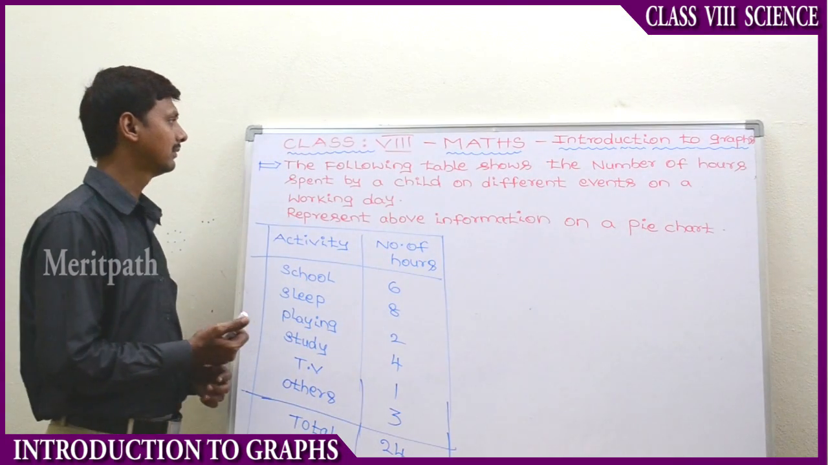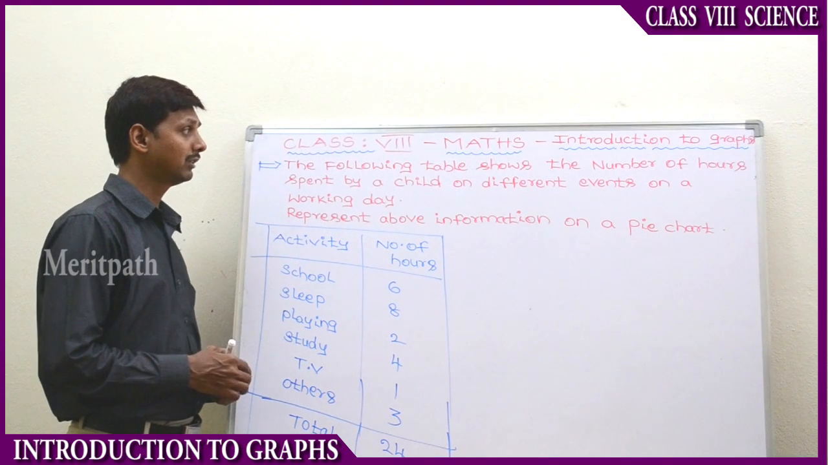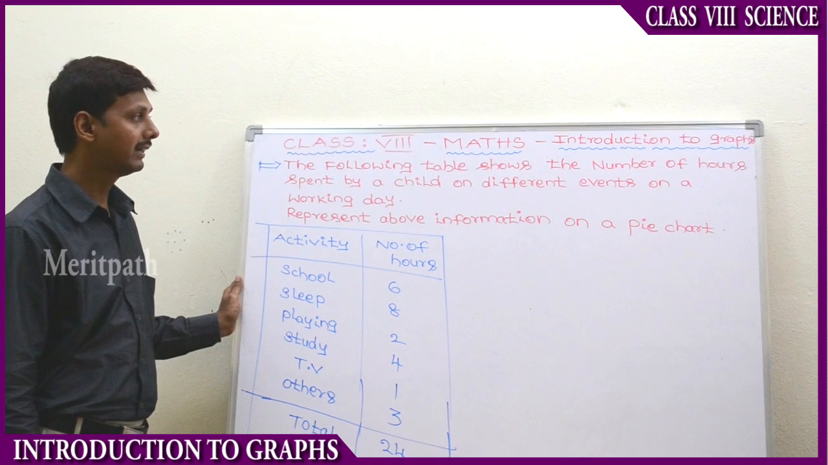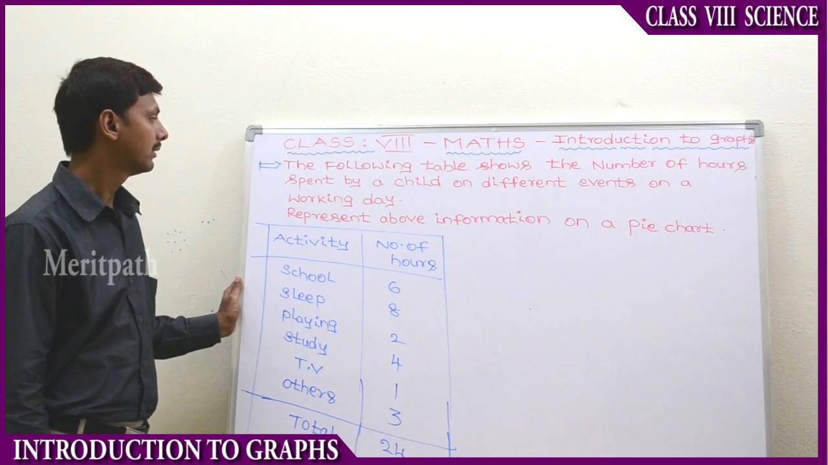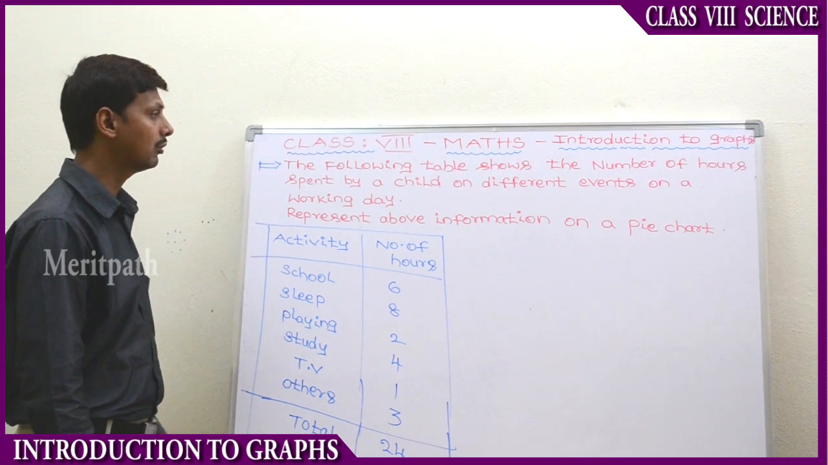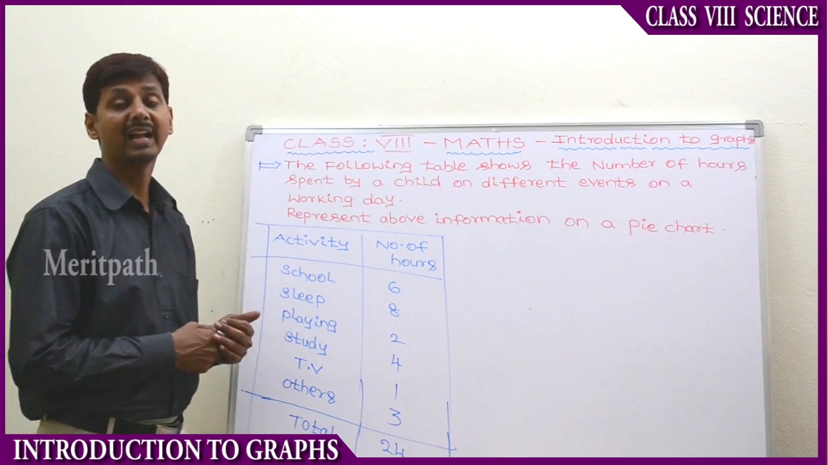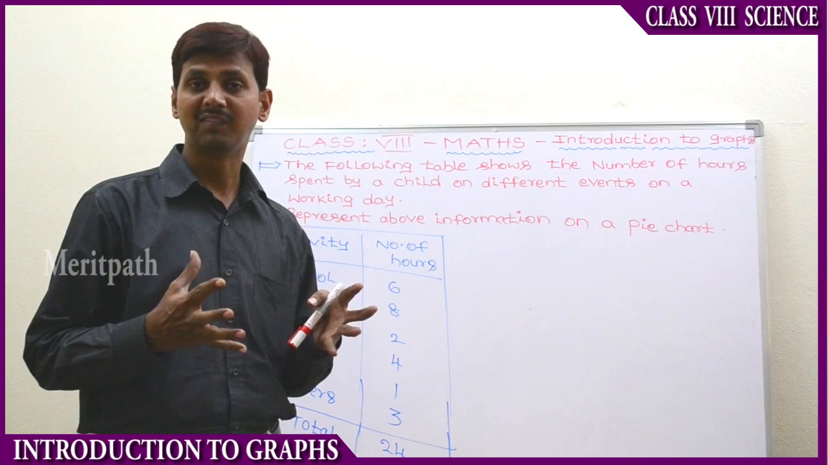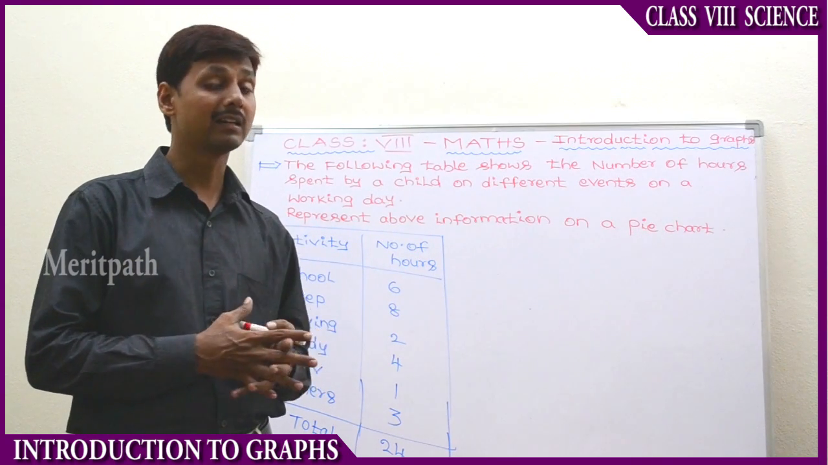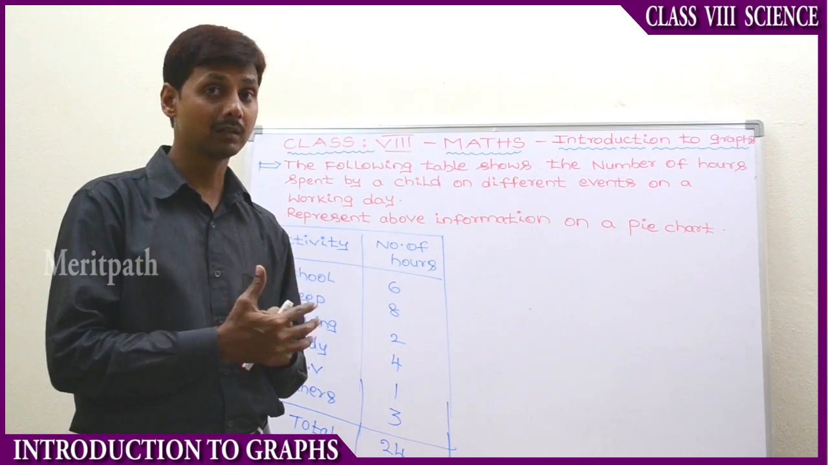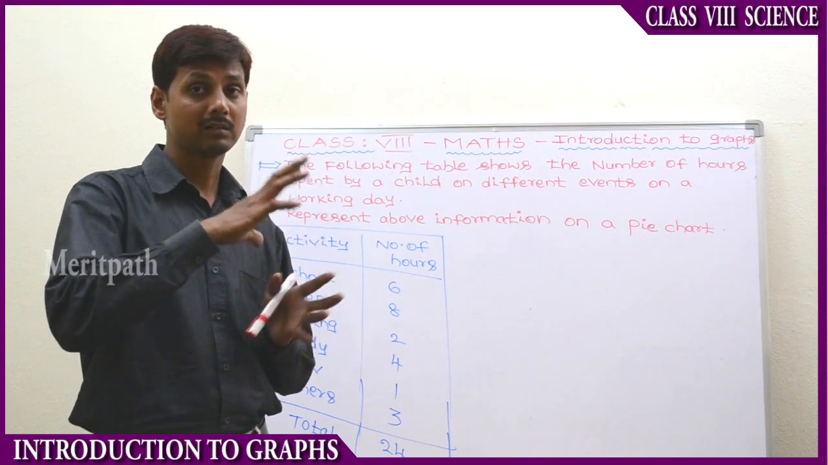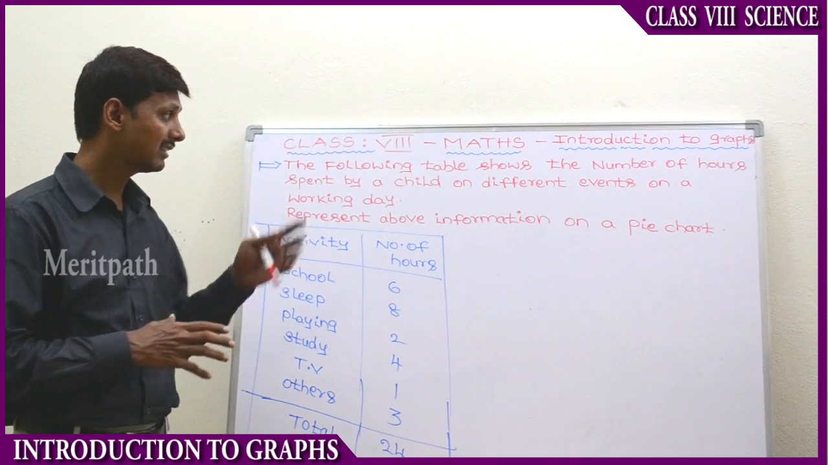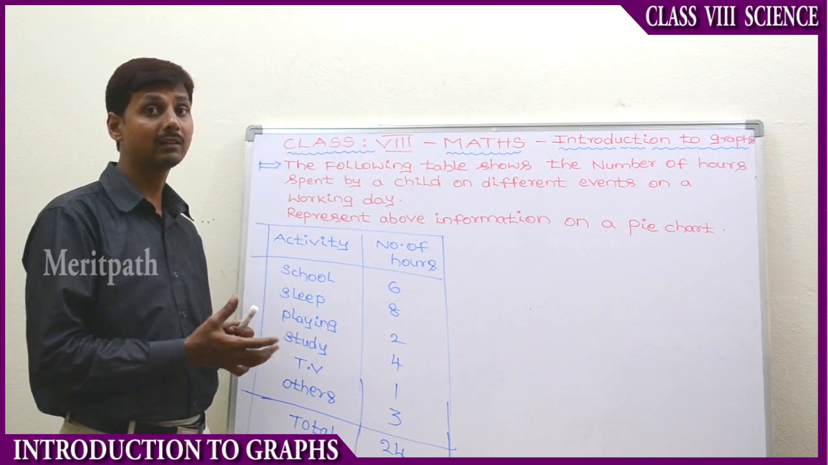Let's take an example. The following table shows the number of hours spent by a child on different events on a working day. Represent this information on a pie chart. Earlier we have discussed the pie chart. The information is represented as sectors in a circle, where the parts are represented as sectors. That is called a pie chart or pie diagram.